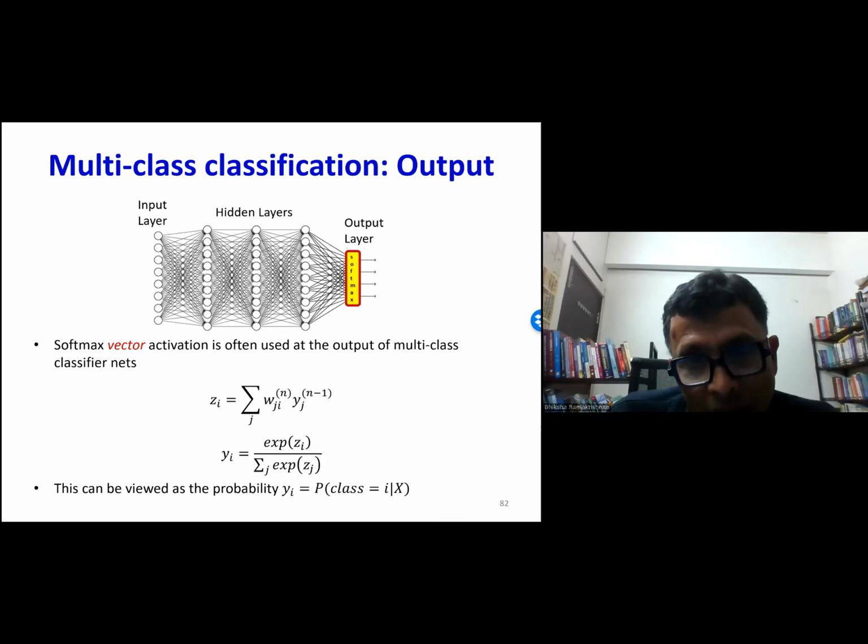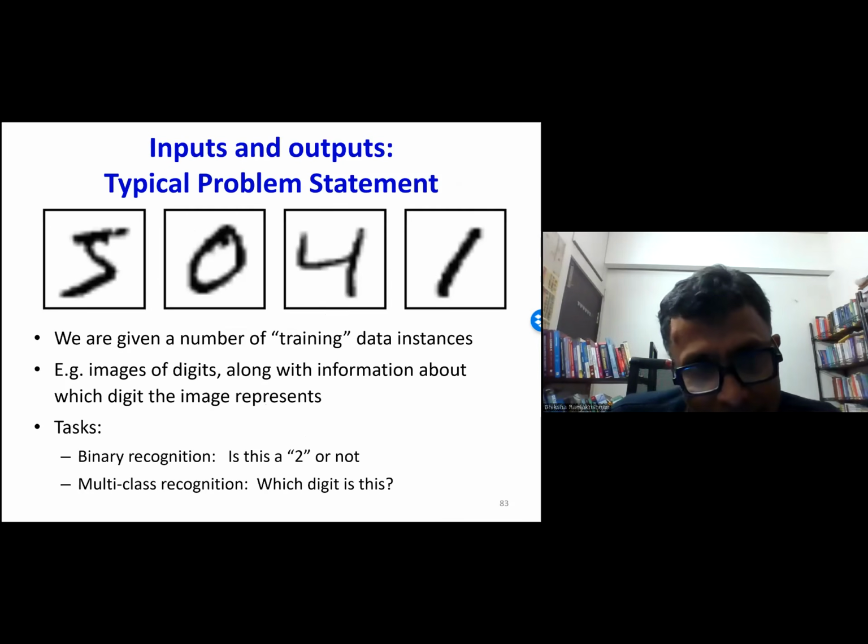And this is where the softmax activation comes in. The softmax activation computes a number of outputs, which are all positive and sum to 1 and look like a probability distribution. And so for a multi-class classification network, the output layer is going to be a softmax layer with as many outputs as classes, and each output is going to give you the probability of a class.